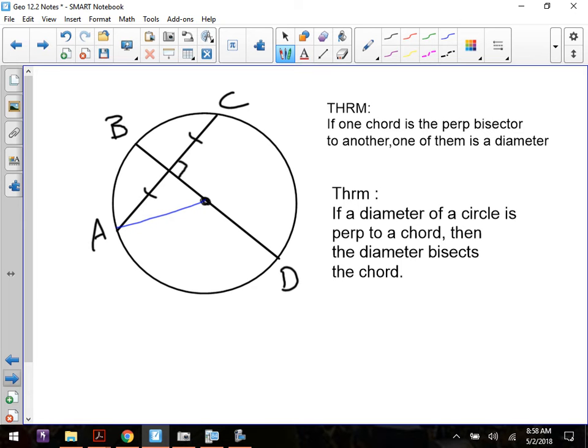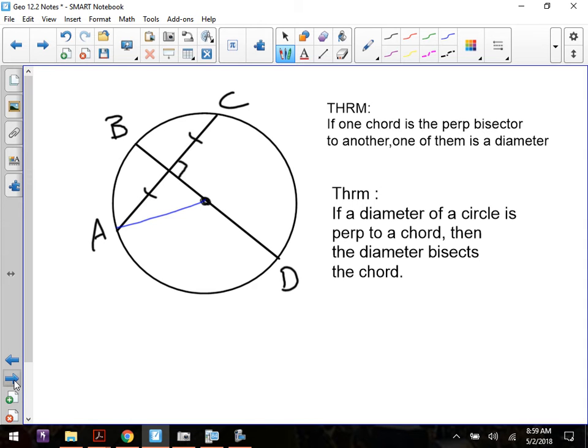You'll get right triangles, right angles. You'll be able to figure out distances here. You'll be able to figure out radii. You'll be able to do a whole bunch of stuff because of that. The idea is if one chord is the perpendicular bisector of another, one of them has to be a diameter. And again, going backwards, if a diameter bisects a chord, then it is perpendicular to the chord. Or if a diameter is perpendicular to a chord, it bisects it. It's kind of the verbiage on that.